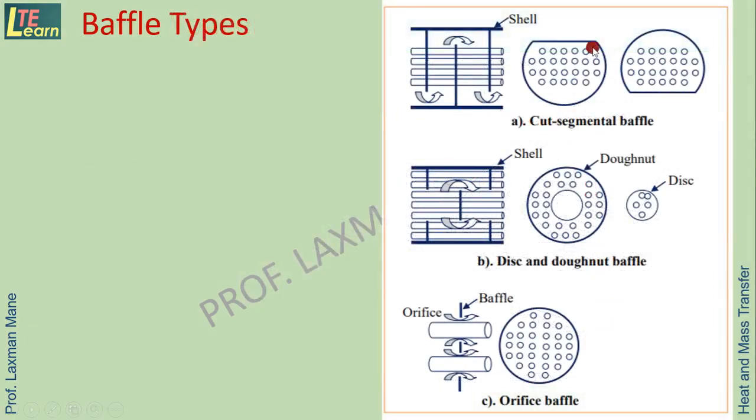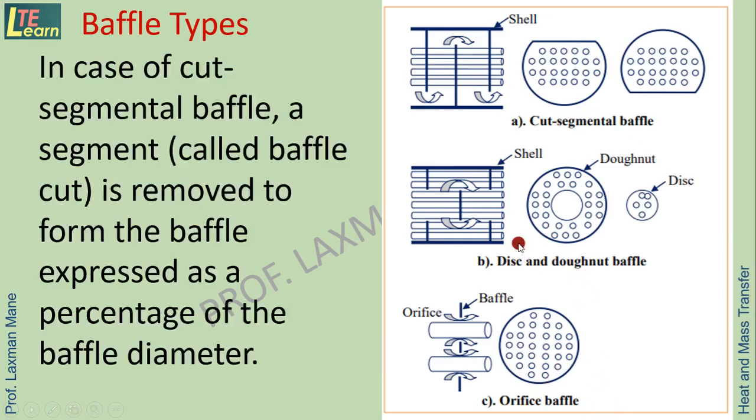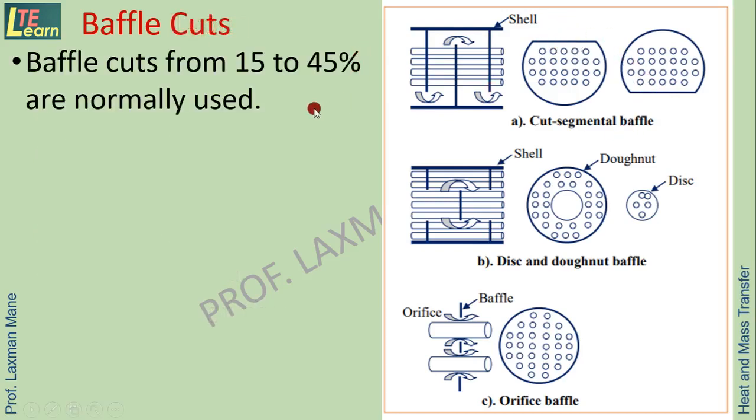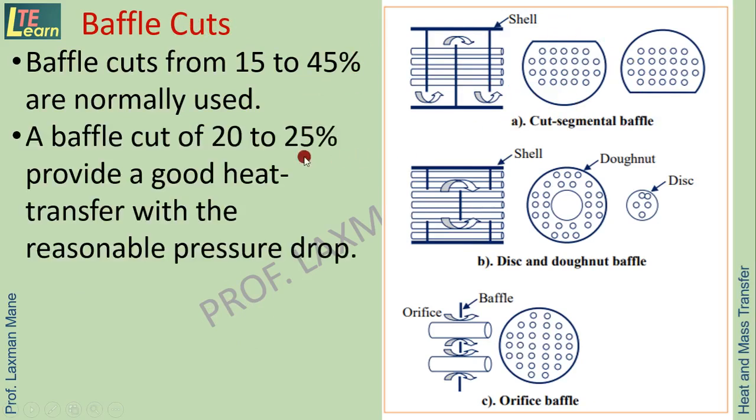Baffle types. In this image basically three types are shown: cut segmental baffle type, disc and donut baffle type, and orifice baffle type. In the case of cut segmental baffle, a segment called the baffle cut is removed to form the baffle, expressed as a percentage of the baffle diameter. So here you can see the portion of the baffle is cut. Baffle cuts from 15 to 45% are normally used. A baffle cut of 20 to 25% provides good heat transfer with a reasonable pressure drop.